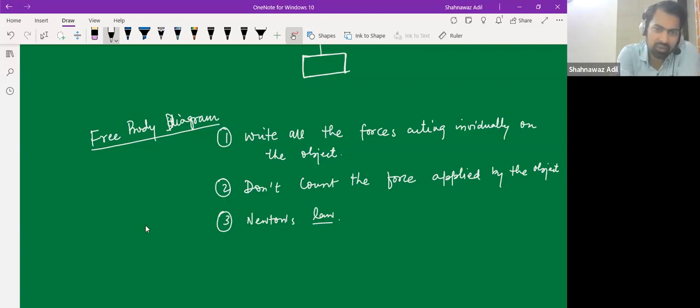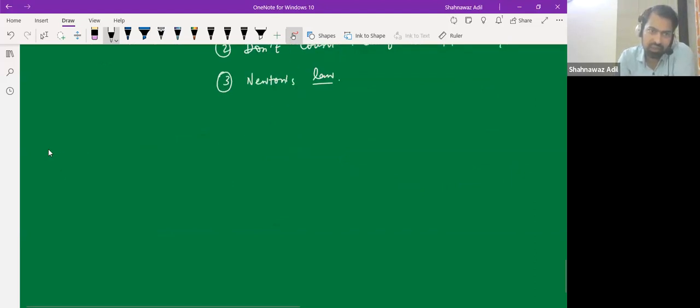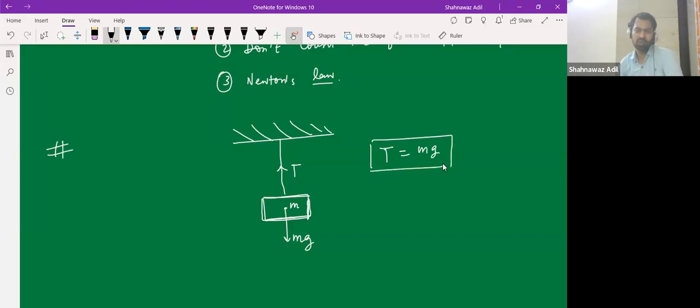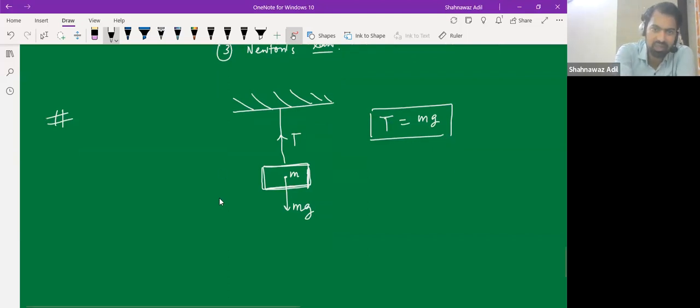And then we learned about the combination of the forces. Let's say we want to write the free body diagram of a mass hanging from this string, right? What were the forces acting on this object? Tension and gravitational force, right? Then this object is at equilibrium, which means that F net was zero, so which means that T was equal to mg. So this was the simplest thing that we understood.